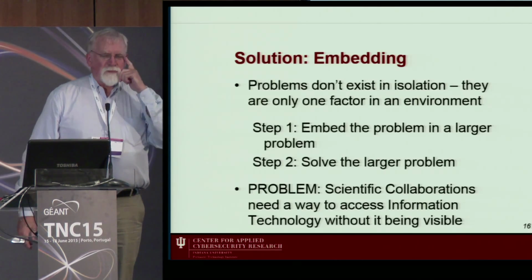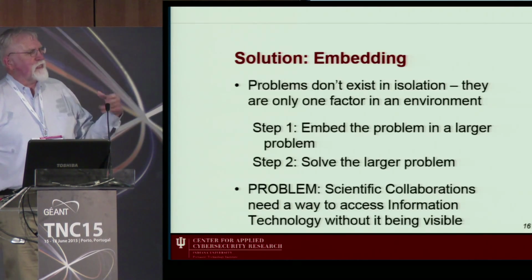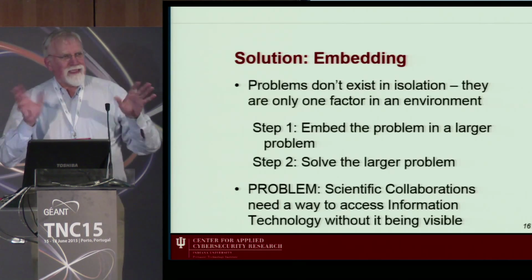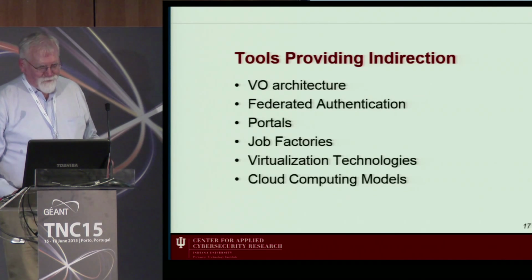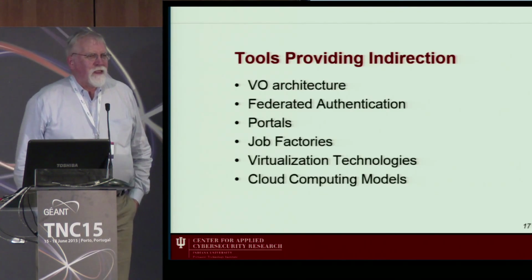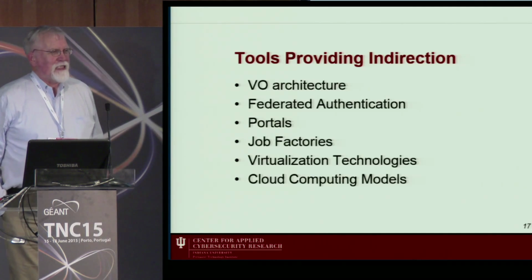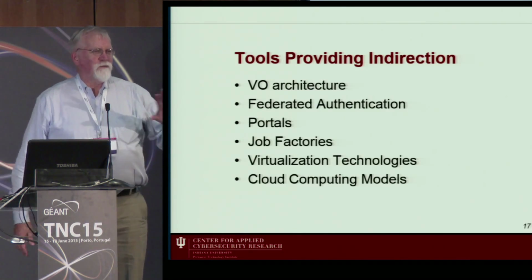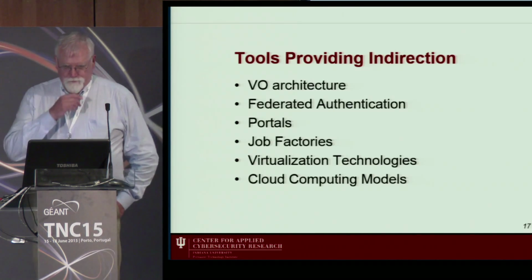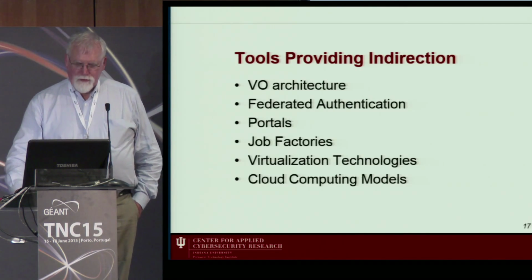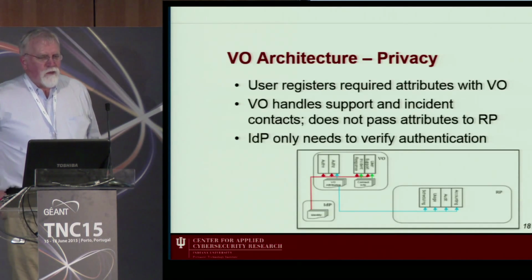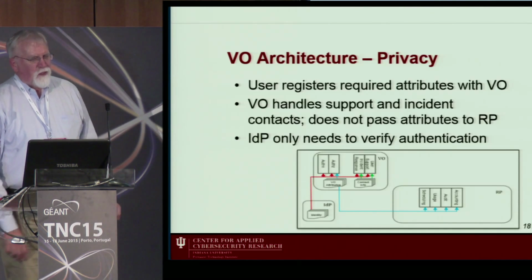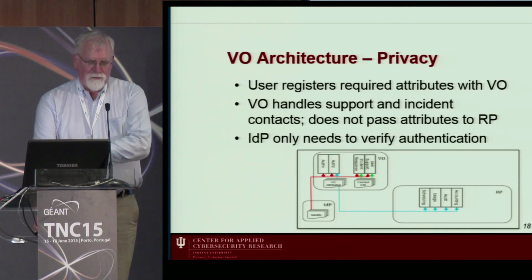Okay, so take the problem as being scientific collaborations need some way to access IT resources, but they don't want to know that that's what they're doing. So let's go back to this idea that we can provide indirection and use that to solve any computer science problem. We've got a bunch of tools here. We've got this architecture that involves having a VO. Well, that can solve a privacy problem.